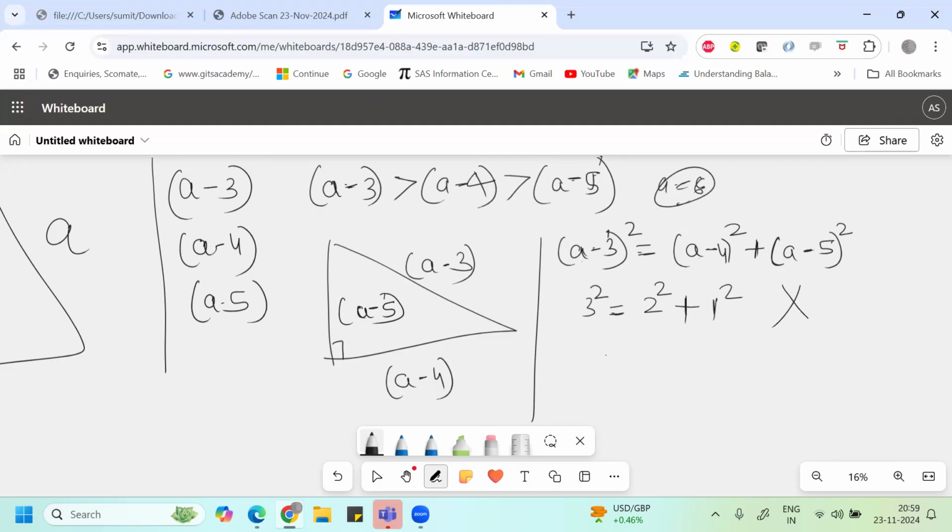Try A equal to 8. If you try A equal to 8, then 8 minus 3 is 5, 5 squared is equal to 8 minus 4 is 4, 4 squared, plus 8 minus 5 is 3. So 5 squared is equal to 4 squared plus 3 squared. That is your answer. Guys, are you getting it?